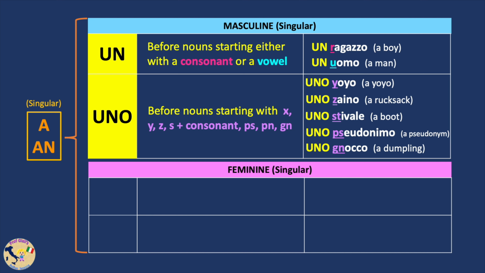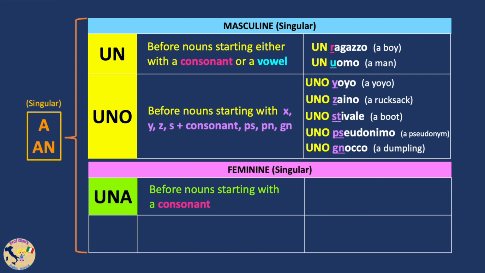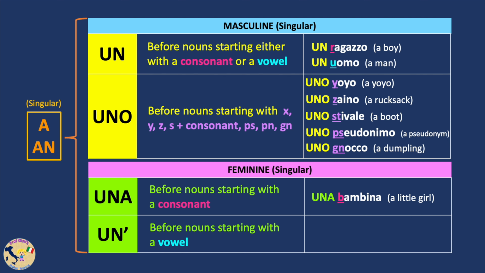Moving on to singular feminine indefinite articles, we use una in front of feminine nouns starting with a consonant, for example, una bambina. And we use un with apostrophe before feminine nouns starting with a vowel, for example, un'isola.